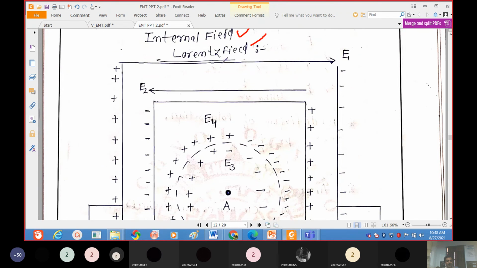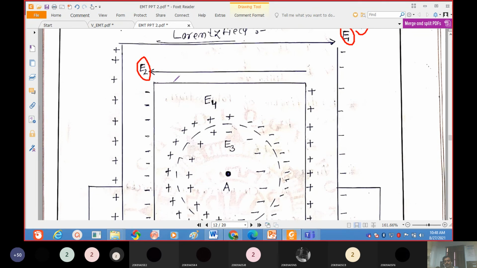Now, due to the capacitor plates, there will be some electric field, which we call E1. Here is the positive terminal and this is the negative terminal; due to this potential difference, an electric field E1 is developed. Here positive charge is there and here negative charge is there. Due to these, there will be another electric field, which is E2.